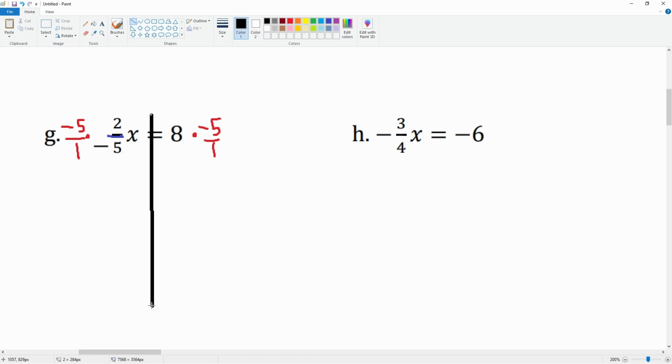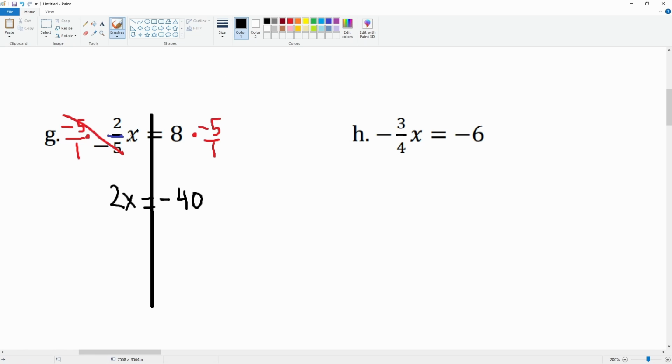Here's the line down the middle. So we multiply by -5 to both sides. Let's see what cancels. -5 on top, -5 on bottom cancels. What are you left with? You have a 2 and just an x equals, what's 8 times -5? That is -40.